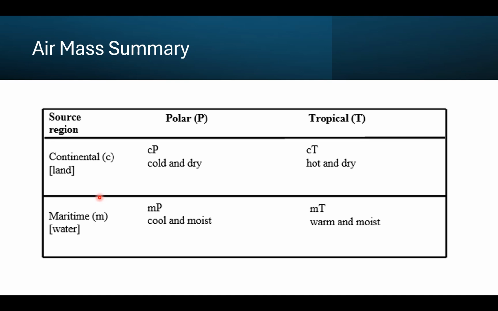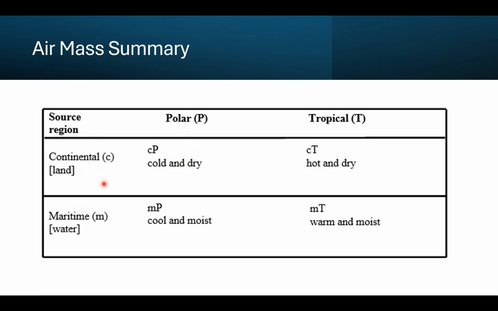And here is an air mass summary. This is my last slide. I've got another one to show you what's ahead. But just to summarize the air masses we discussed in the video, you have different source regions of air masses. Continental air source regions, abbreviated by lowercase c, form over land. These air masses, maritime, lowercase m, form over water.